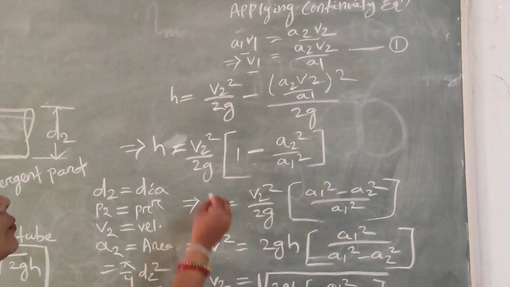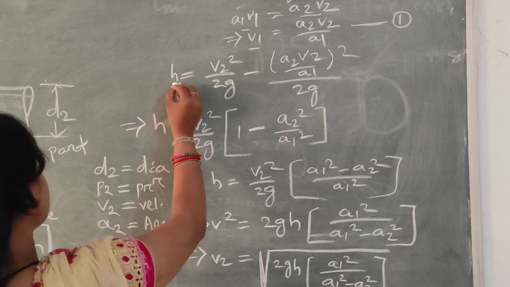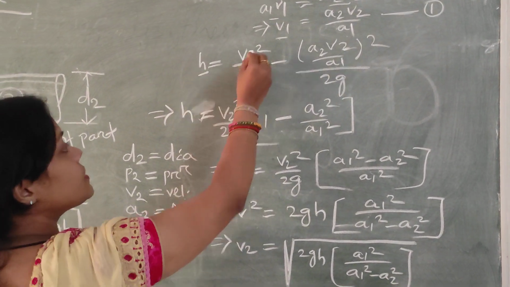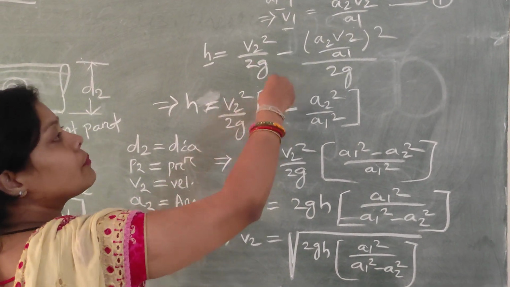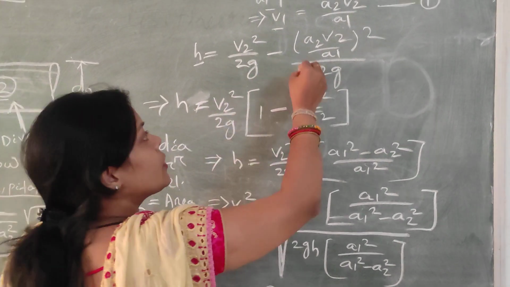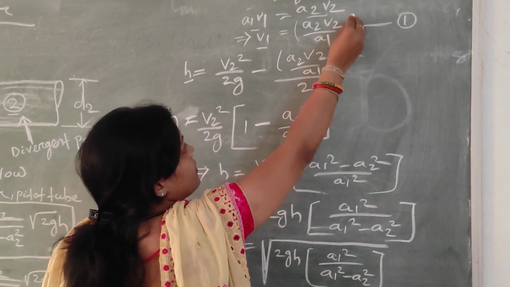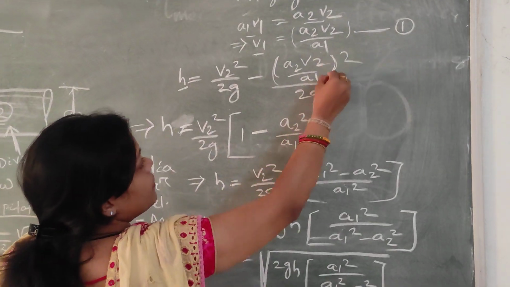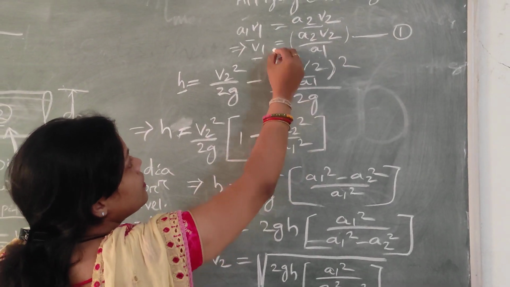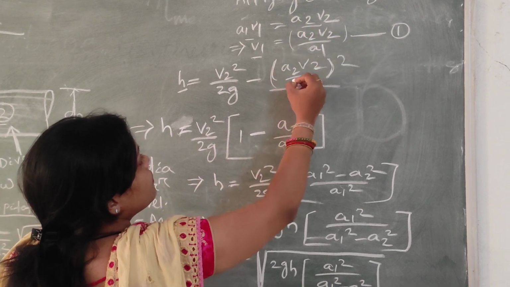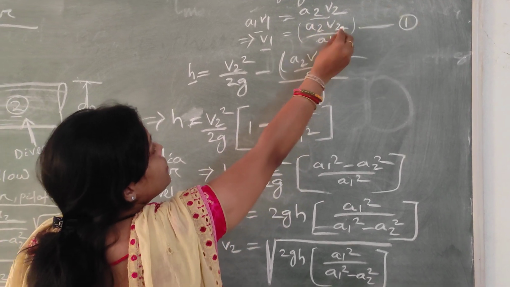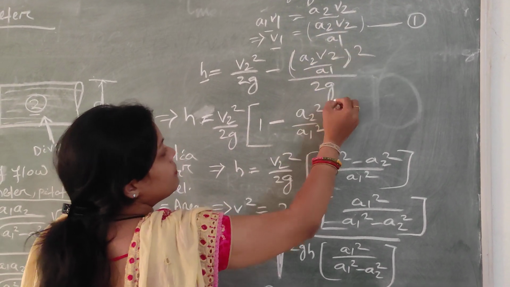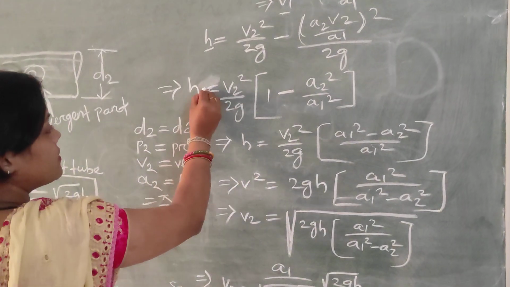After that, we know that is the value of h. From here, the value of h is V2 square by 2g minus V1 square by 2g. Here we can put the value of V1, so V1 equal to A2 V2 by A1, the square, divided by 2g. So after that we can simplify it.